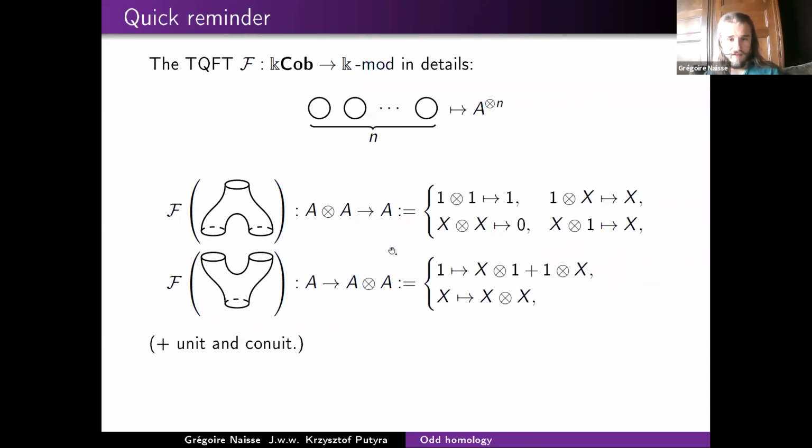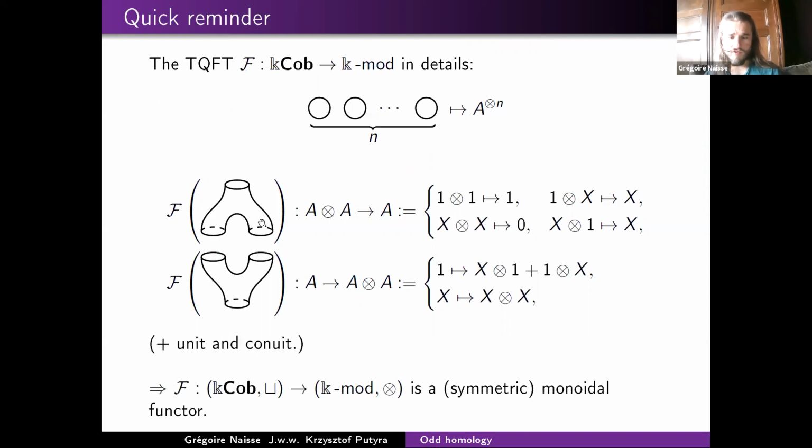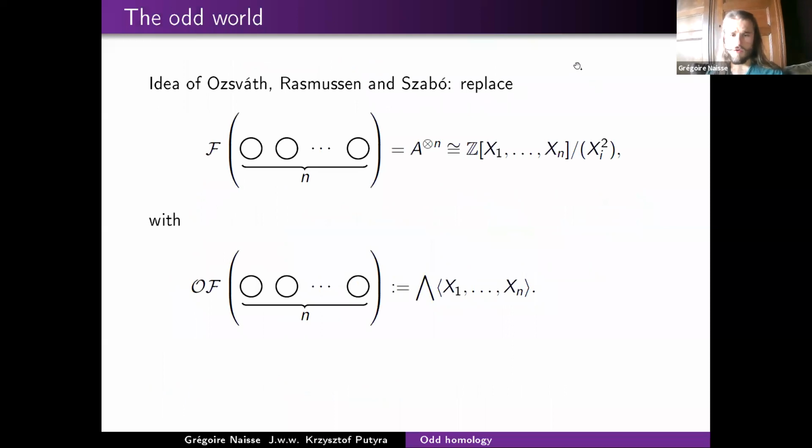Now the main thing that I want to observe is that this functor is actually a symmetric monoidal functor. This category of cobordisms is a monoidal category if you equip it with disjoint union. So you take collections of circles and put them side by side, and you take cobordisms and put them side by side, mapping to the category of vector spaces with the usual tensor product. All right. So this is the usual construction. I think most of you already know it very well. If you have any questions, don't hesitate to ask. Otherwise, we can go to the odd world.